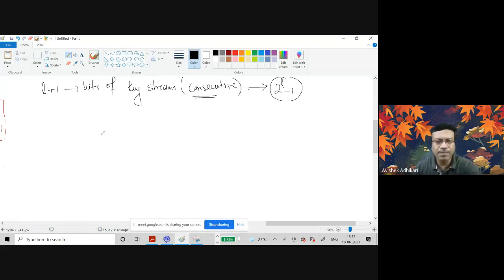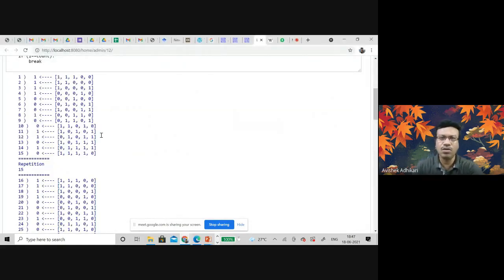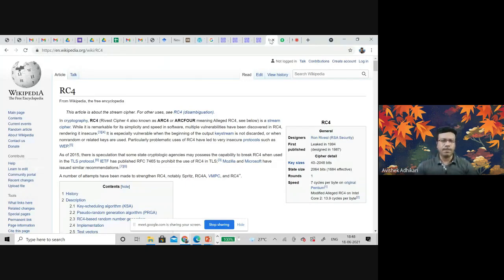Many people tried many things, and research continued for a long time, and then a scheme which is quite popular came into the picture, known as RC4. Okay, so let's have a look, maybe directly from Wikipedia. RC4 is one of the most popular stream ciphers that were used.